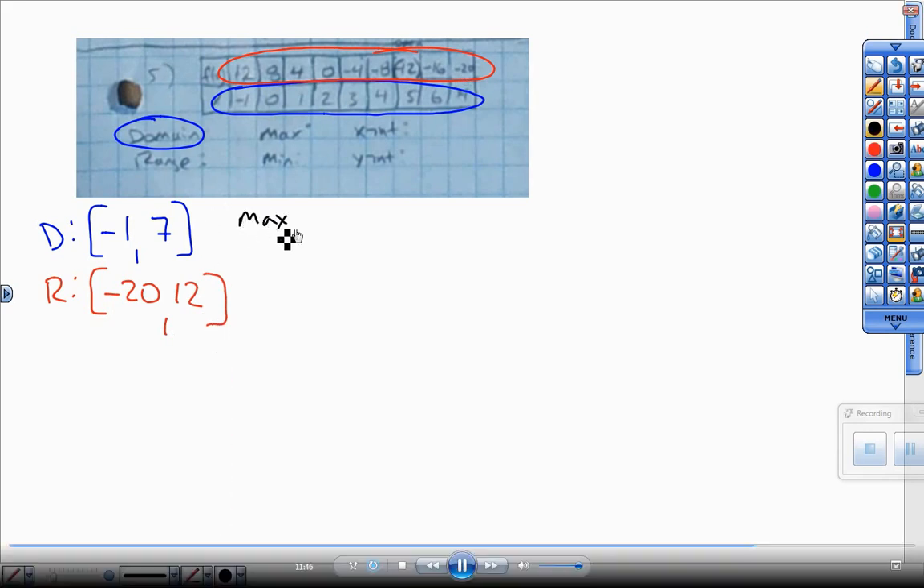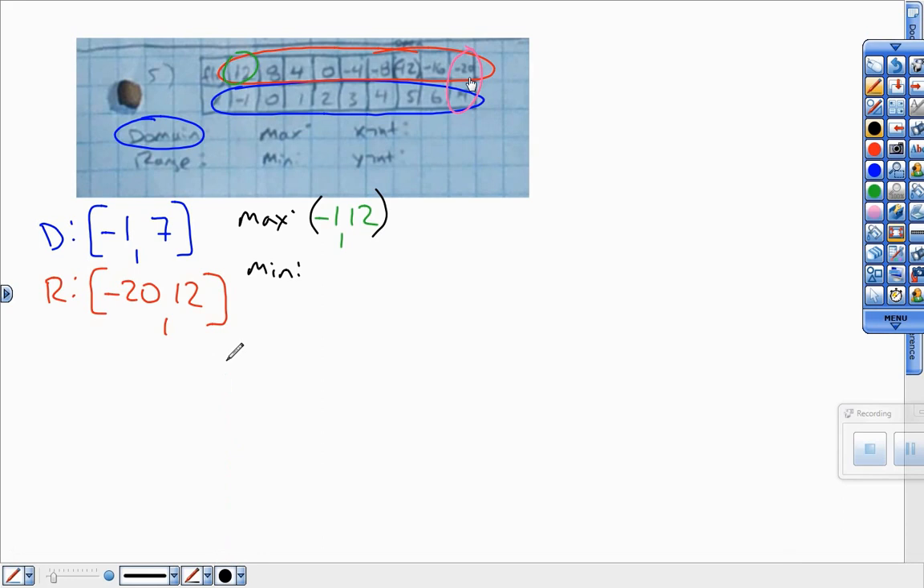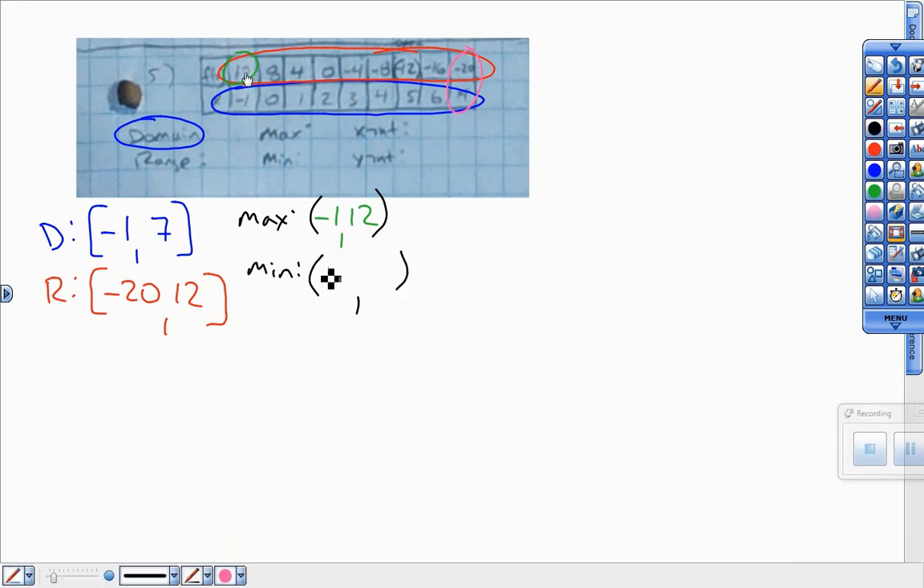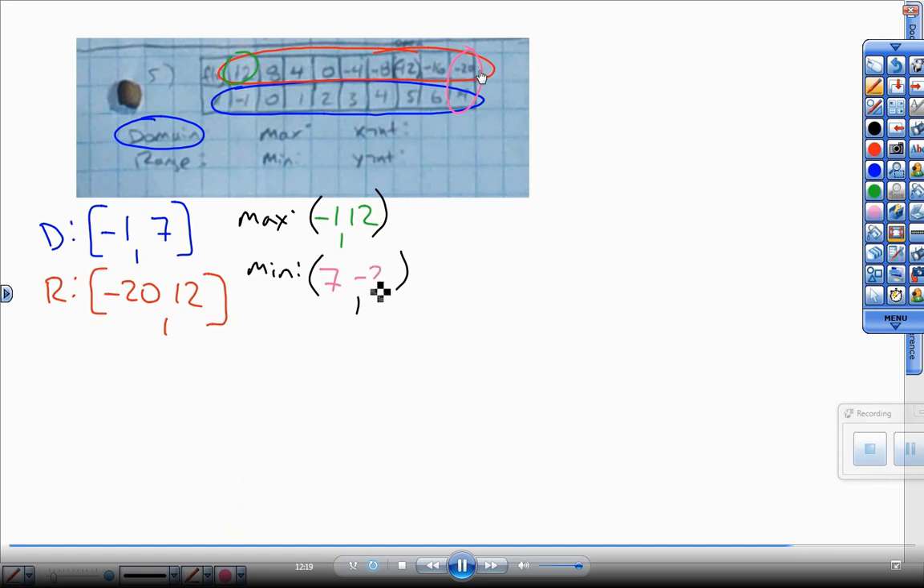My maximum is the biggest f of x or y value. I could see my maximum, my highest y value, is this 12 right here. So if I write that as a complete coordinate, that's negative 1 for x, 12 for y. My minimum is the lowest y value up there. I could see that's negative 20. So that point would be 7 comma negative 20. That is my minimum, my lowest. So the highest, look for the highest y value. The minimum, look for the lowest y value.